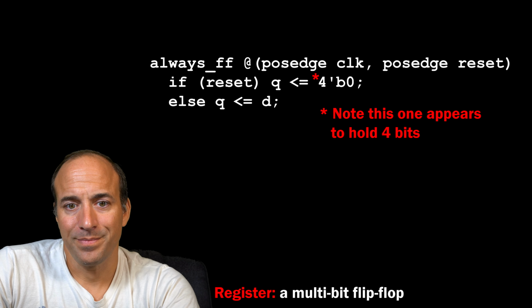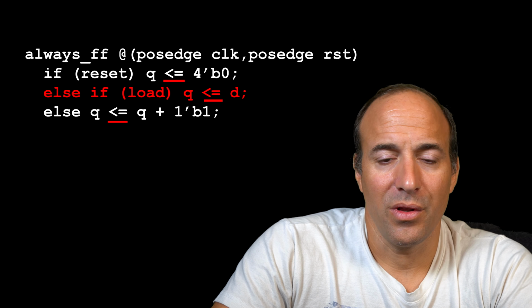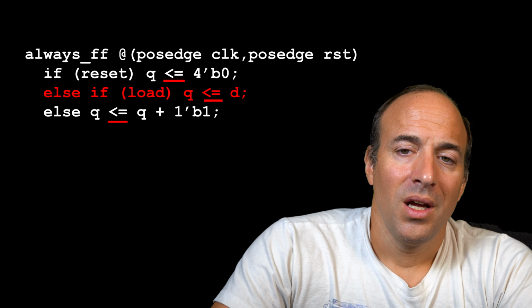For example, instead of saving the value of D, you could increment the saved value on Q. You can combine the ability to initialize the value of Q using the D input with the ability to increment by adding some additional control signals. Notice that the always block uses the less than equal as opposed to the traditional equal sign.